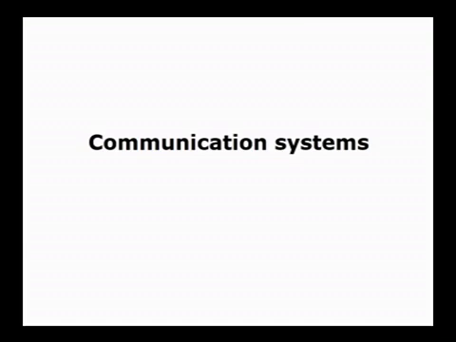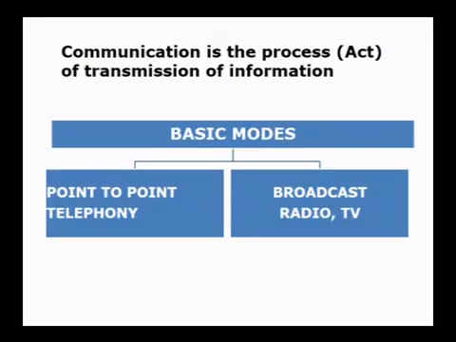Now we will go through communication systems. Communication essentially is the process of or act of transmission of information. When you want to convey information, there are two basic modes. Either from point to point you can convey that, like telephones, person to person, point to point, or it can be broadcast type like radio and TV. One transmitter will be there, multiple receivers are going to be there.